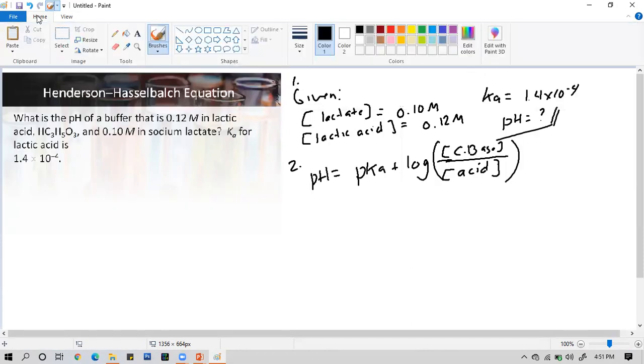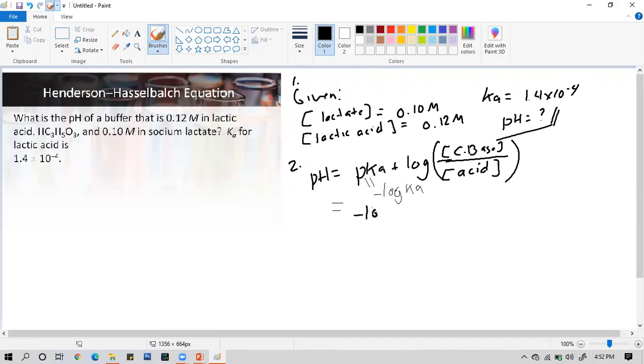Sa mga nakakilala sa akin dito, yung mga naging estudyante ko last time, alam niyo naman kung paano yung sulat ko. Okay, next is first, now, ang gagawin na natin dito is substitute the known values. Sir, ano po ba yung pKa? It's simply just a negative log Ka.